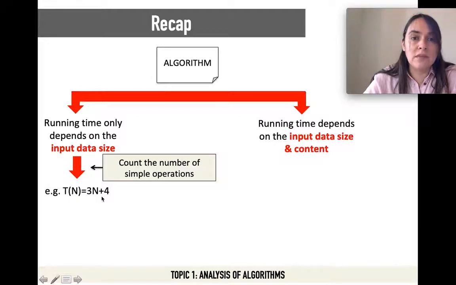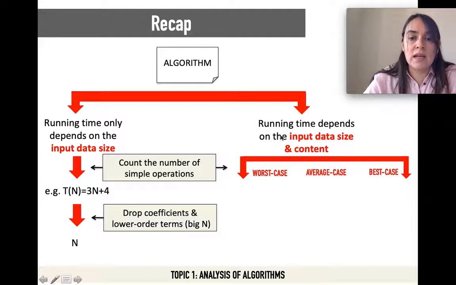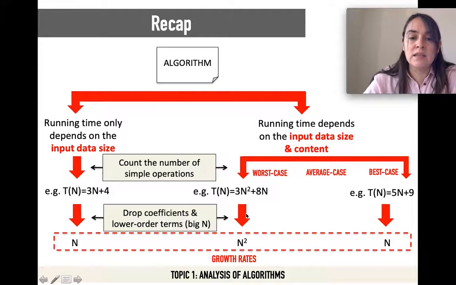And after obtaining these functions, we realized that we could drop the coefficients and the lower order terms, and we will get an expression for the growth rate of this function. In the second case, instead, we had to analyze several cases. We said we are not going to focus very much on average case, but we will on worst and best case. So in this type of algorithms, we also count the number of simple operations, but we have to differentiate between worst and best case, and we get these functions again, and again we drop the coefficients and the lower order terms, and we get the growth rates.